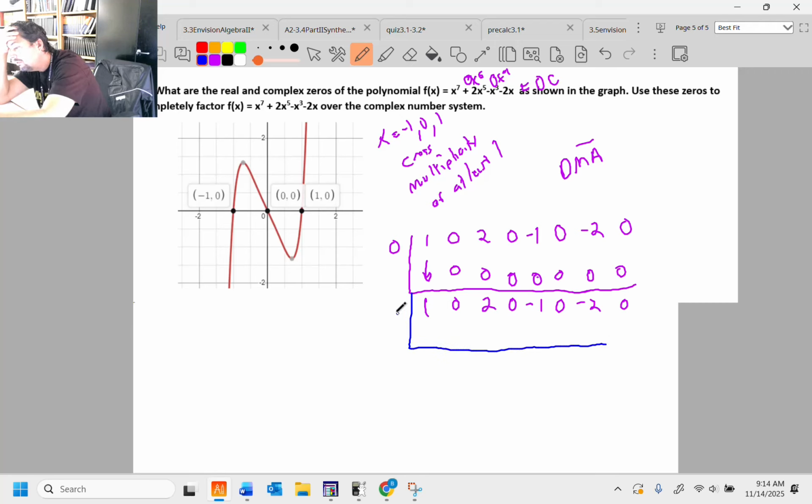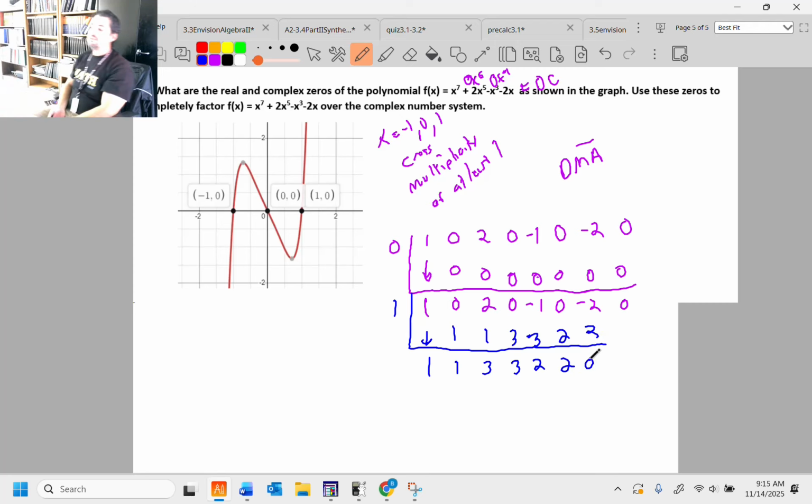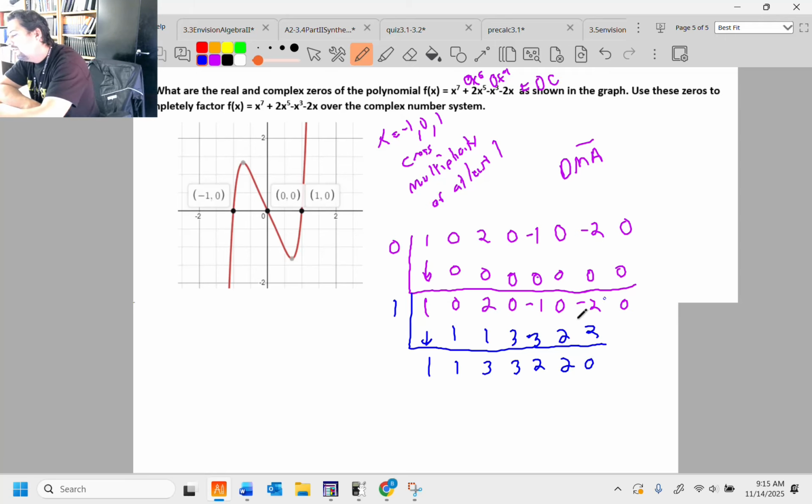This time I'm going to go after the 1. Drop the 1. 1 times 1 is 1. 0 plus 1 is 1. 1 times 1 is 1. 2 plus 1 is 3. 1 times 3 is 3. 0 plus 3 is 3. 1 times 3 is 3. Negative 1 plus 3 is 2. 1 times 2 is 2. 0 plus 2 is 2. 1 times 2 is 2. And 2 plus a negative 2 is a 0. And I just keep going, because if I have a remainder of 0, you just keep doing what you're doing. Good stuff.